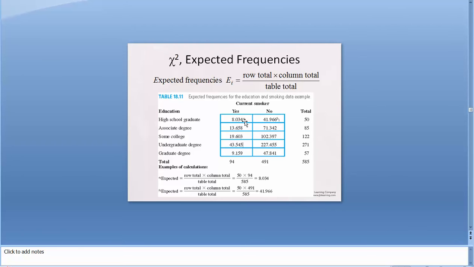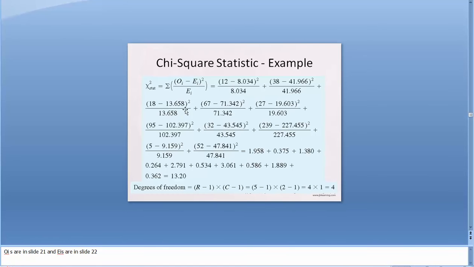Then you have the observed. These are the EIs. The observed, which are OIs, were in the previous table. You take the difference. So let's see. Now when you spell out that sigma notation, you have to sum over all the cells. This is the first cell, this is the second cell, and so forth.